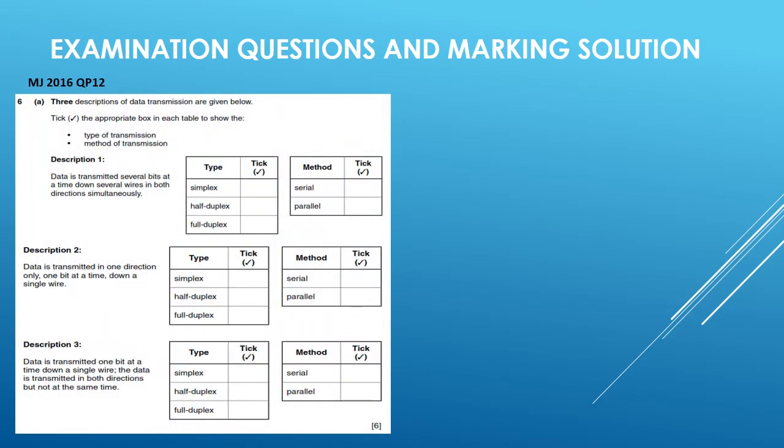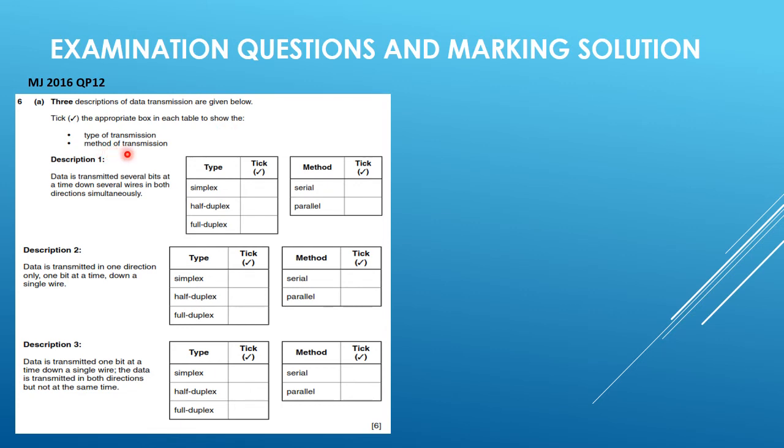Now we have another question. This is question number 6 from question paper May-June 2016. Question paper variant is 1-2. Okay, this is a very interesting and very simple question. This is a 6 marks question, and now you need to focus on how you're going to get 6 marks quite easily. A part, 3 descriptions of data transmission are given below. Tick the appropriate box in each table to show the type of transmission and method of transmission.